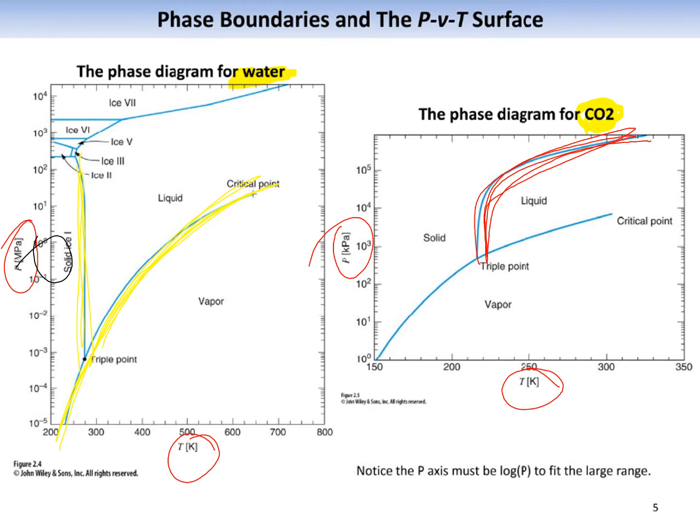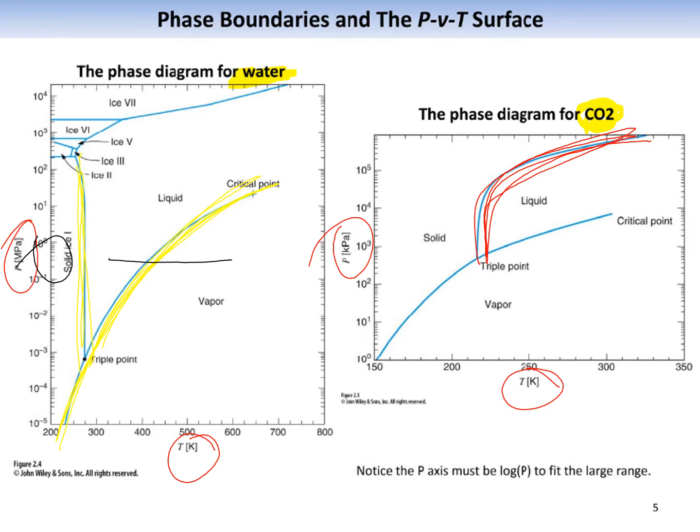If we have temperature over here, and pressure, the solid ice will cross this boundary if temperature increases and become liquid. And then if temperature continues to increase, it will cross this boundary and become vapor.